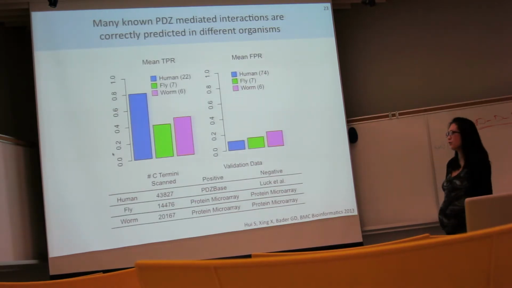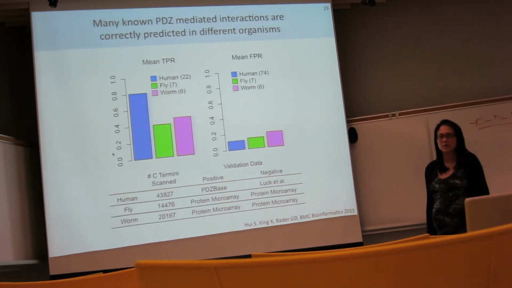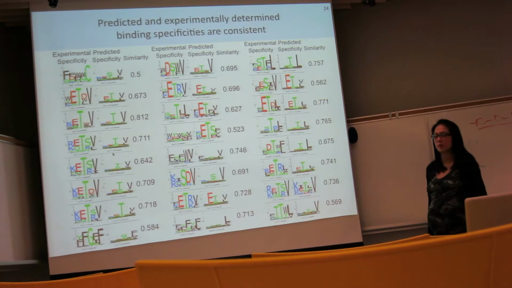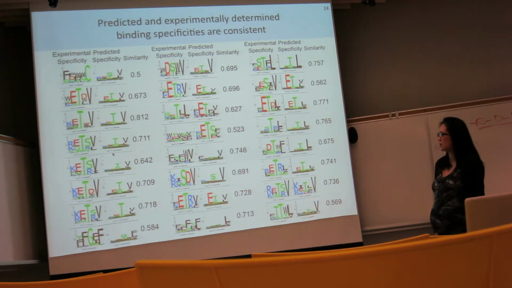Again, we performed proteome scanning for human, fly, and worm PDZ domains and validated a subset of these interactions that we predicted. For the human proteome scanning, the average true positive rate is approximately 80%, with lower rates for fly and worm. The false positive rates are also very low. So again, we're able to correctly predict many known interactions at the expense of very few false positives. And again, if we compare experimentally determined and predicted binding specificities, the average similarity is approximately 68%.